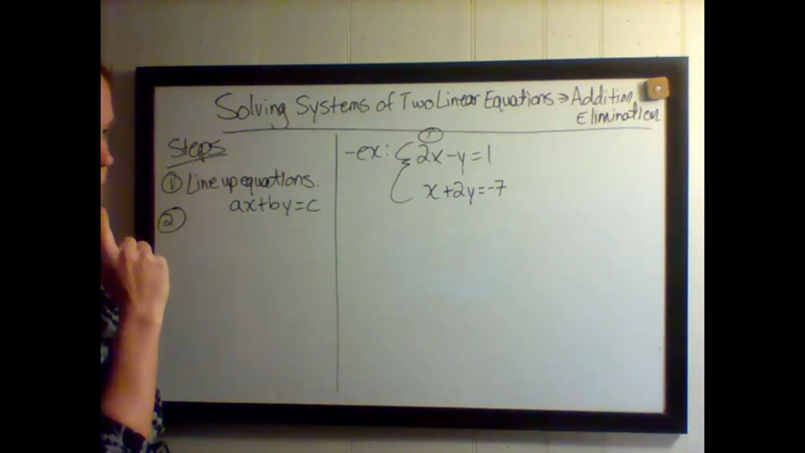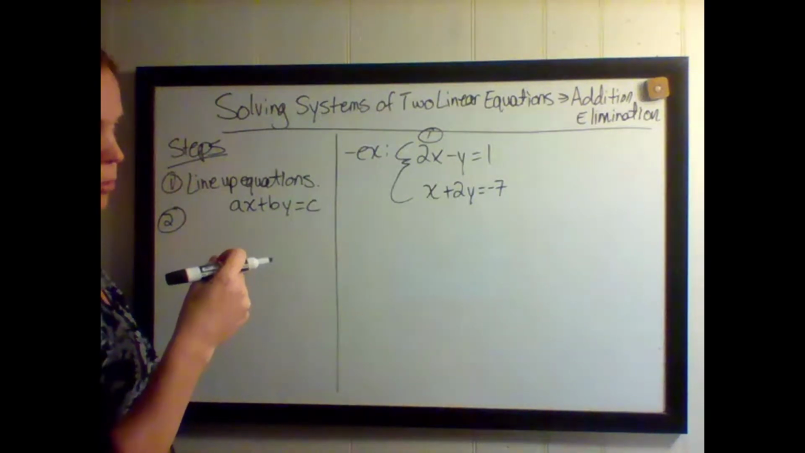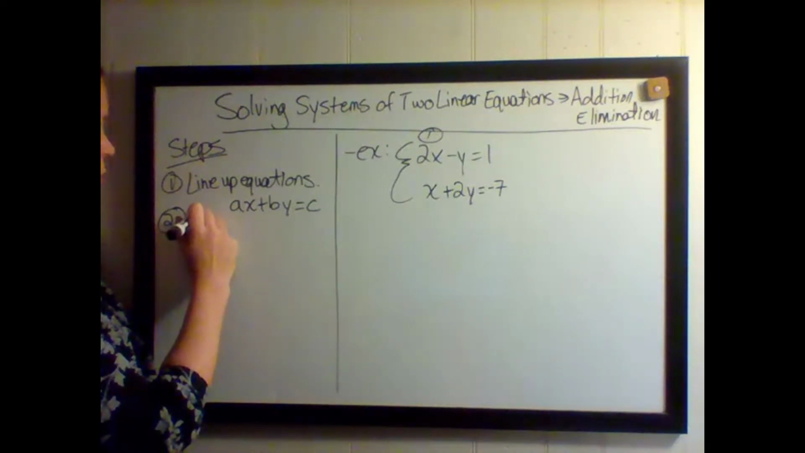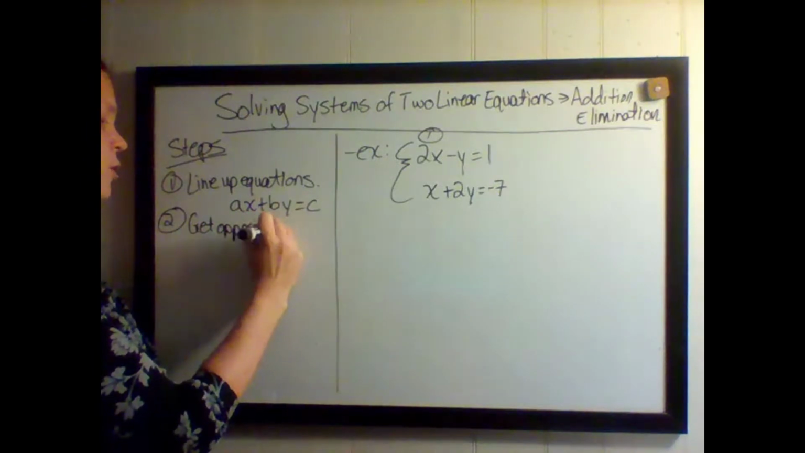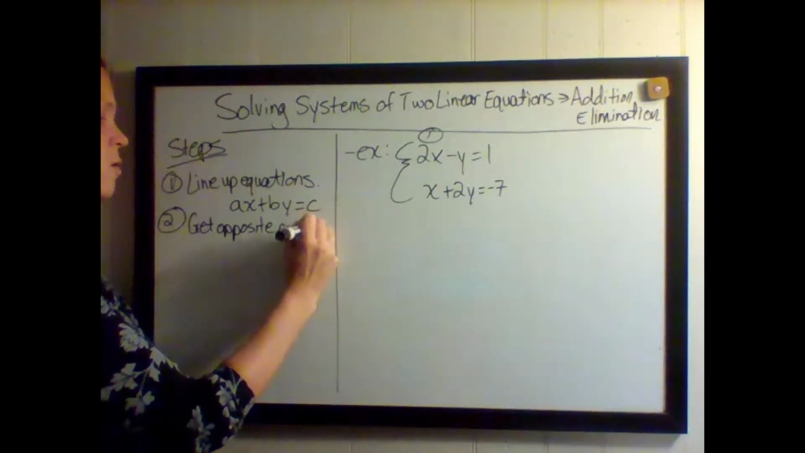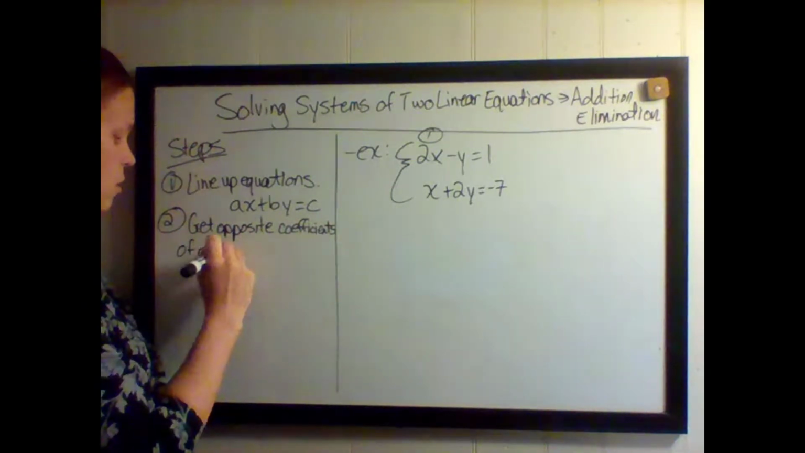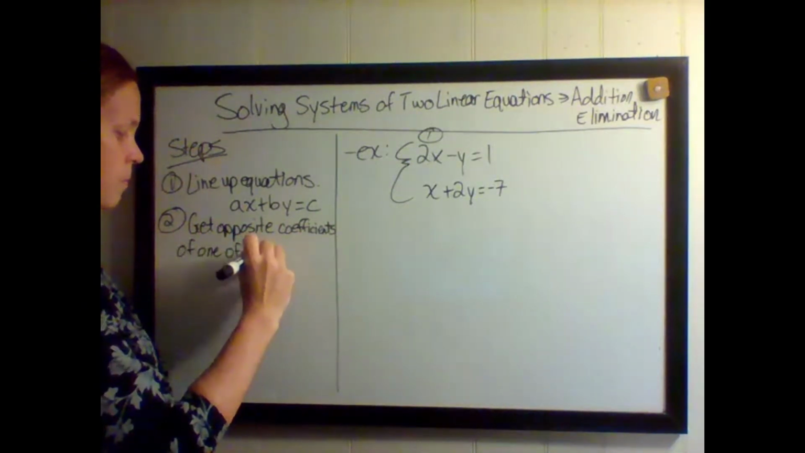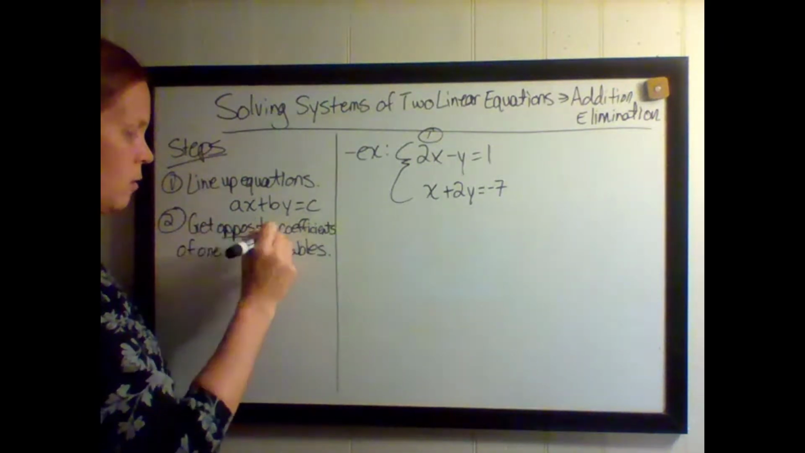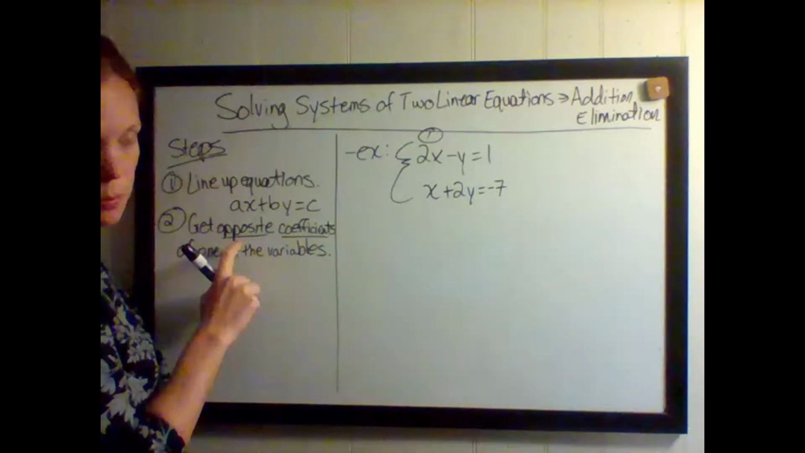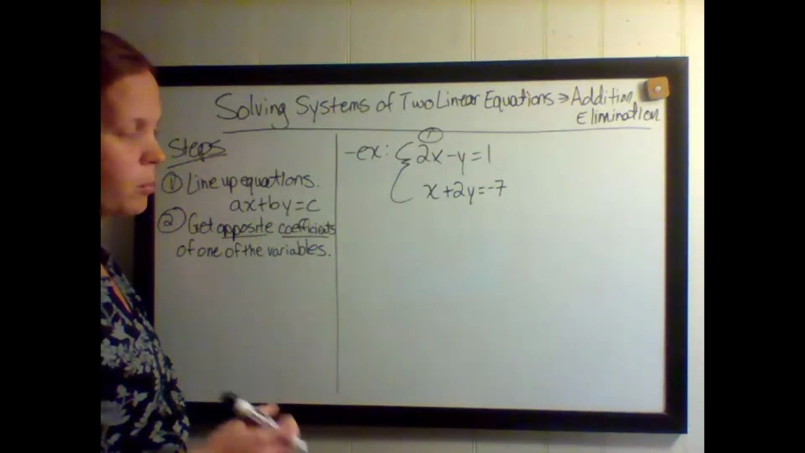Step 2, this is the biggest part of the work we have to do on this one. So what we need to do now is get opposite coefficients of one of the variables. So keywords here, opposite coefficients. Opposite meaning one's plus, one's minus. Coefficients meaning the same number. So same number, 1 plus, 1 minus.